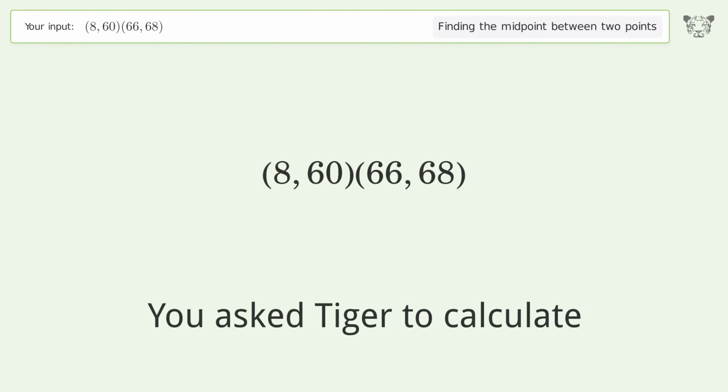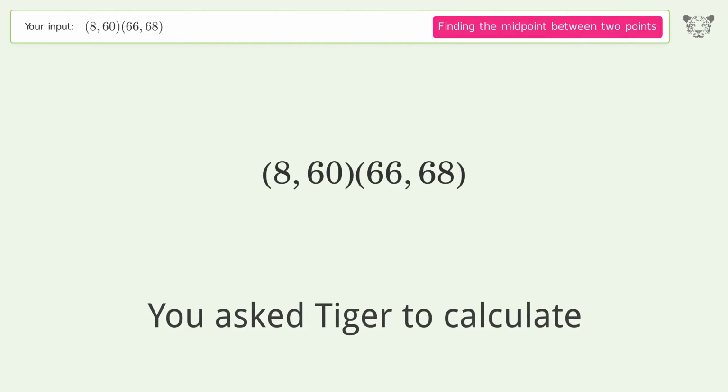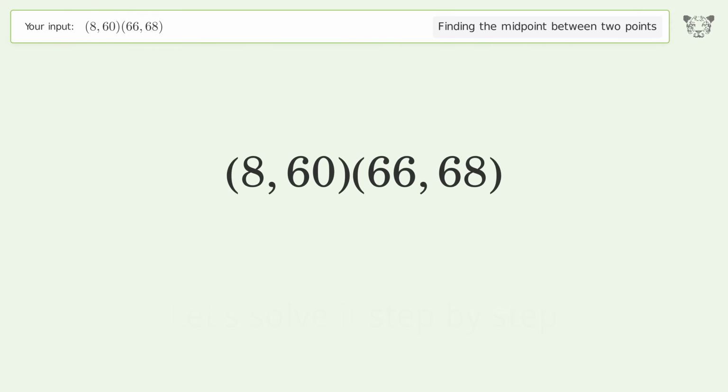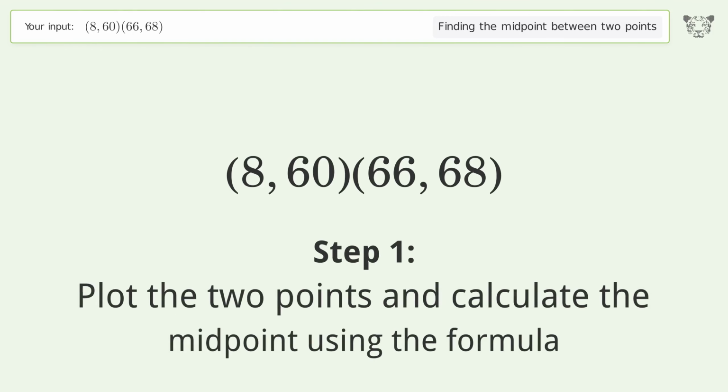You ask Tiger to calculate. This deals with finding the midpoint between 2 points. The midpoint between the 2 points is 37,64. Let's solve it step by step. Plot the 2 points and calculate the midpoint using the formula.